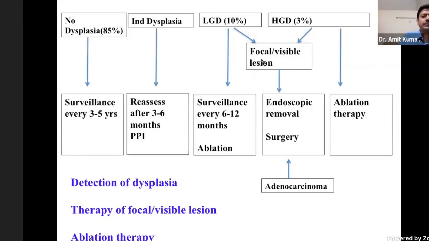Then if somebody has a focal lesion, what are the endoscopic therapies available for that person? And what are the options of ablation therapies? I'll be discussing this briefly in the next few slides.